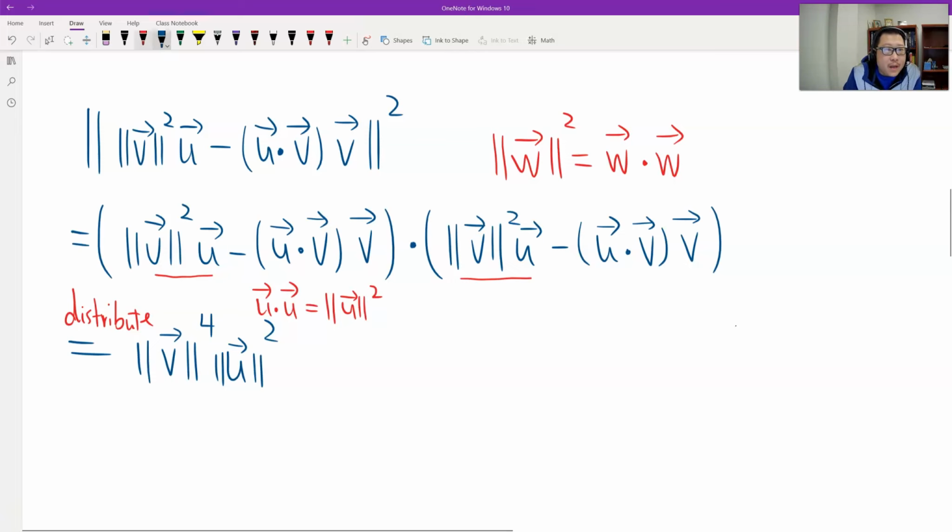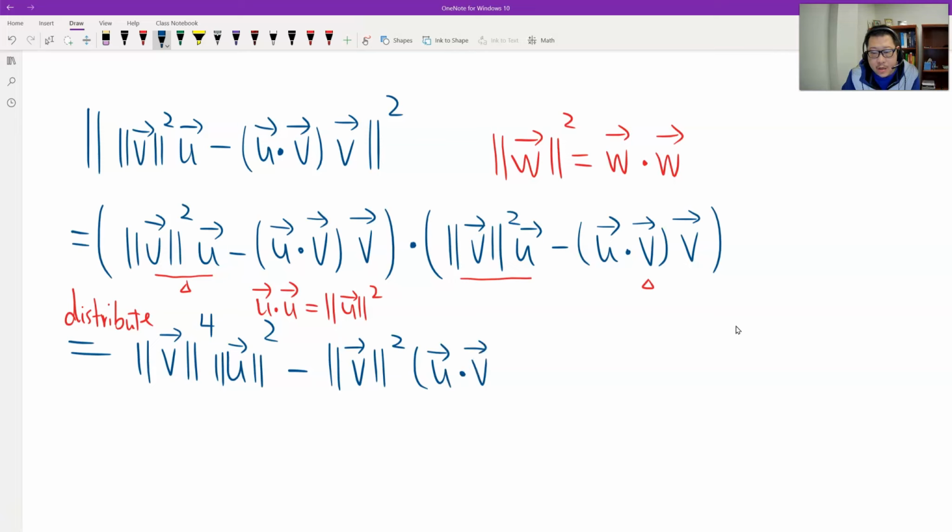And then look at the second term, the outer term. This term and this term. What do we get? We will get u dot v, u dot v. So we have u dot v raised to the 2nd power, and then the norm. This is negative, so minus the norm of v squared, and then u dot v squared. Okay, so this term.